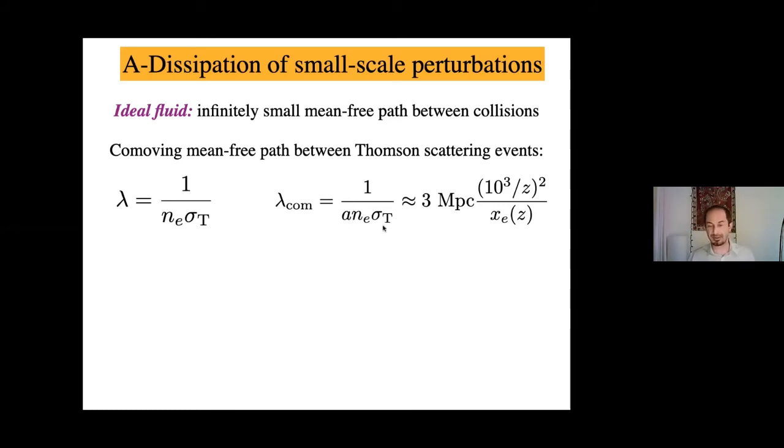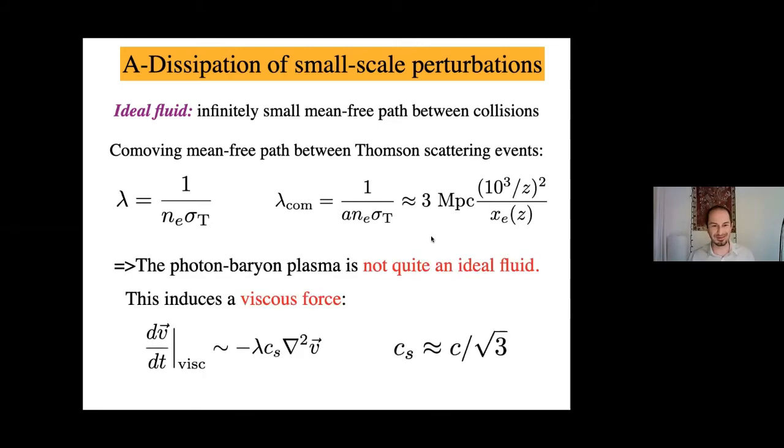And if you just plug in numbers here for the Thomson cross section, a useful number to keep in mind is that the number density of hydrogen around recombination is a few hundred per cubic centimeter. You plug that in, and you find a mean free path of about a few megaparsecs at redshift 1000. So that's definitely not small. It's actually a cosmological scale.